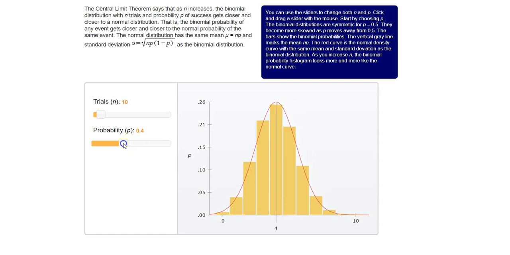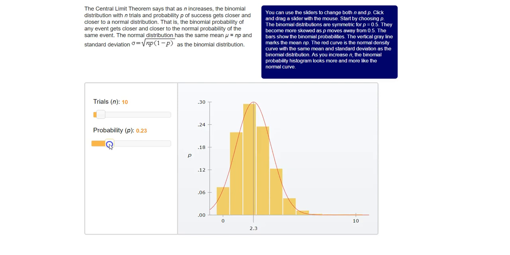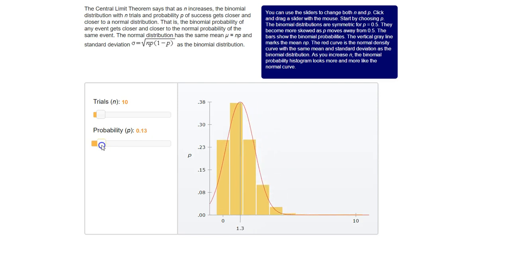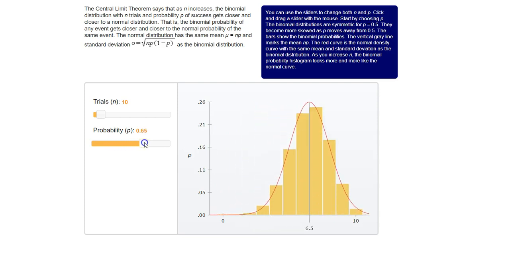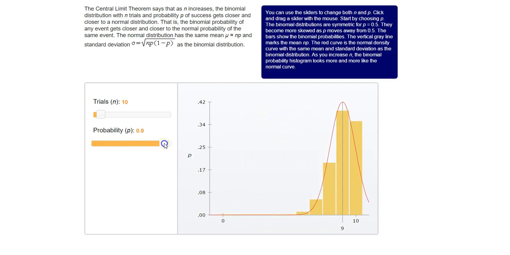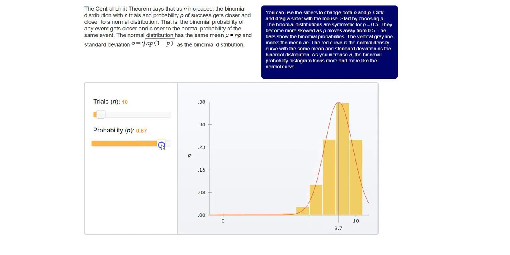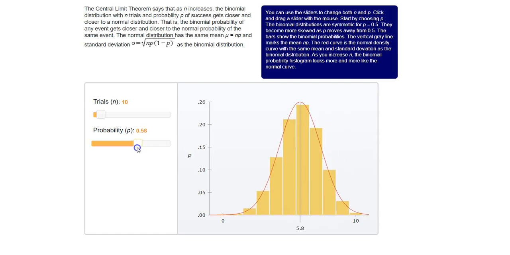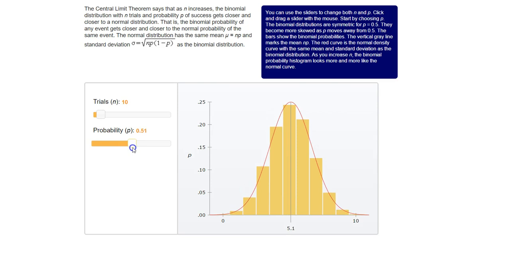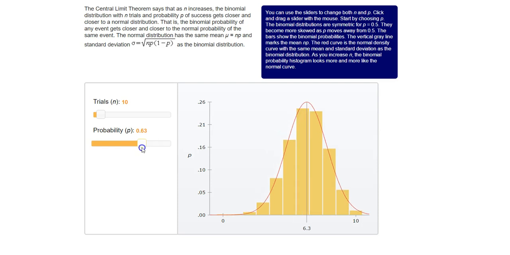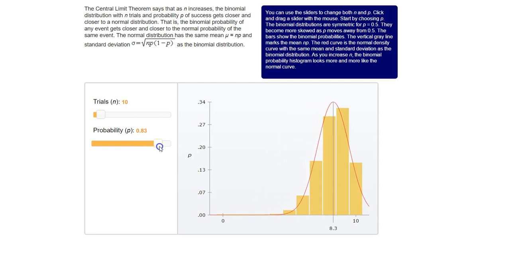If we made it much less, closer and closer to 0, notice that it becomes more and more skewed right. If we make the probability much greater, closer and closer to 100% or 1, notice it becomes skewed to the left. So it appears that when p is closer to 0.5, it's more likely to be able to be approximated by a normal model. However, there is a repair for a severely skewed model.